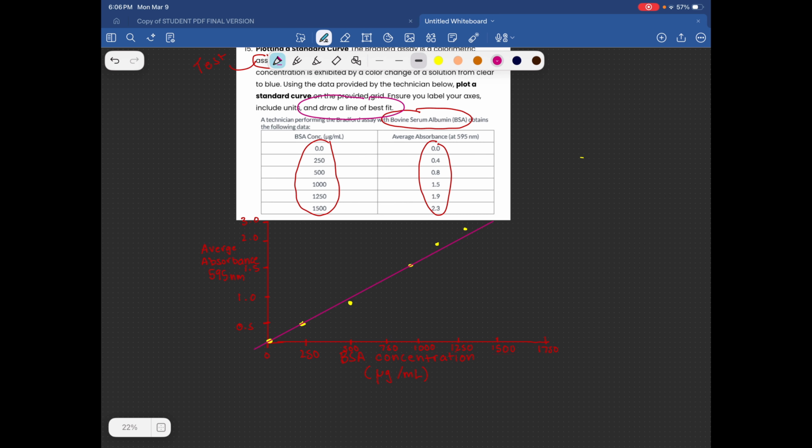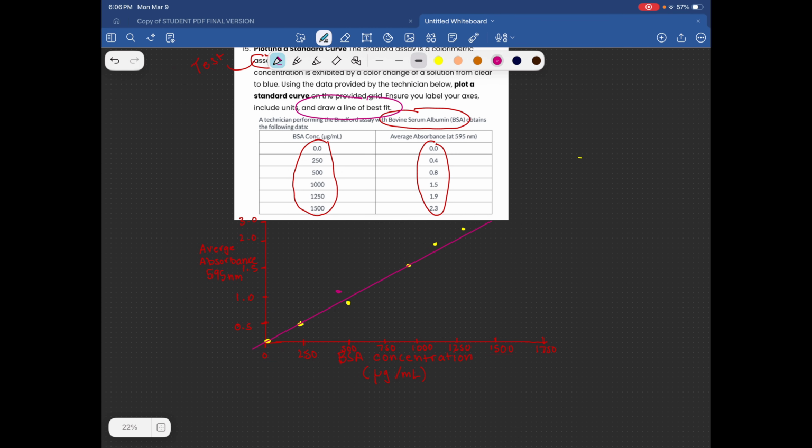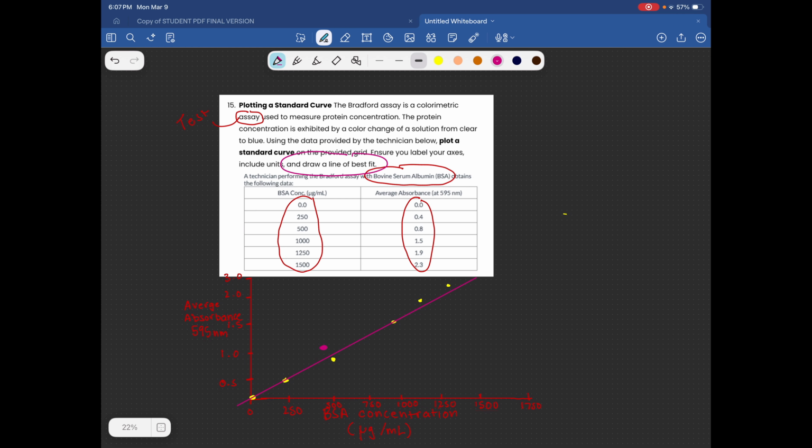Once this line is drawn, you have kind of like a decoder ring. If you have an unknown protein sample and the machine tells you it's an absorbance of 1.0, you can find that on the y-axis, move over to the line and see what the concentration is going to be. So it would be, let's say, 500 micrograms per milliliter. All right, that's how to plot a standard curve using some data points that they give you.